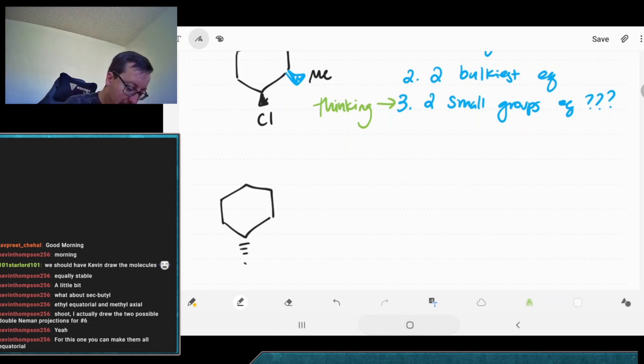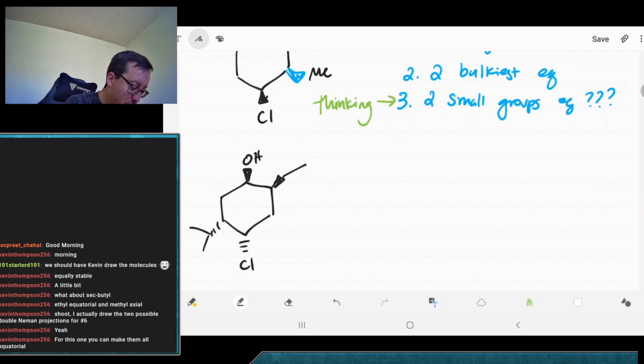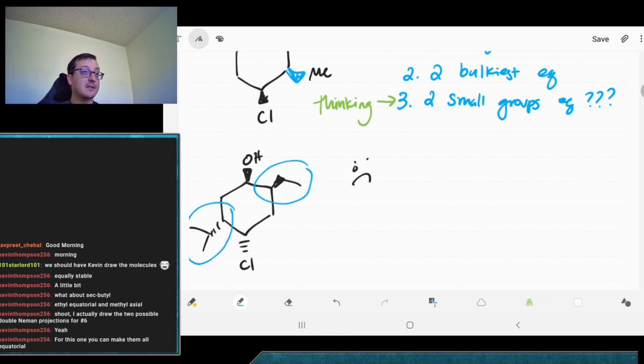So this will be number 67 from our book. We've got a tetra-substituted cyclohexane. We can look at this first by analyzing the relative positions of our bulkiest groups. Isopropyl is our biggest bulk, and ethyl is going to be our second biggest. Our third biggest would be the hydroxy, and then chlorine would be our last. So this is our biggest, second biggest, third biggest, fourth biggest for bulkiness.